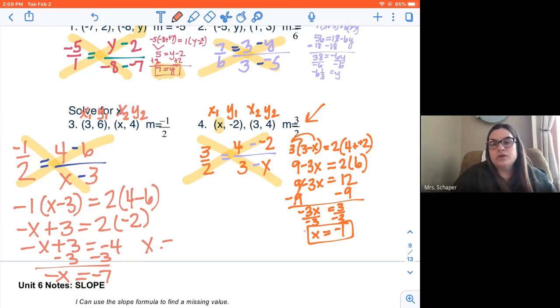Okay. So using our slope formula to solve for the missing value, what we're doing is tying these math skills together.